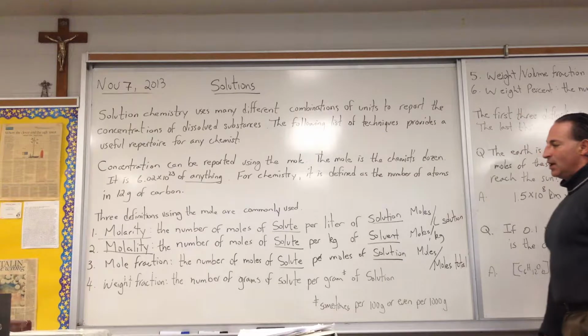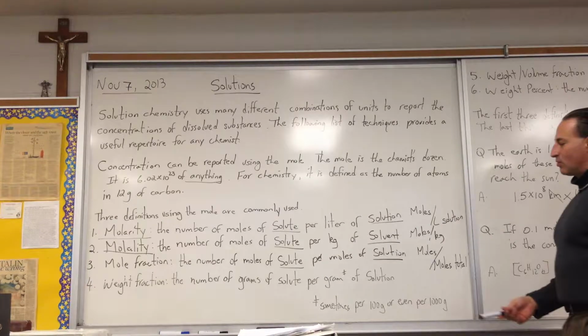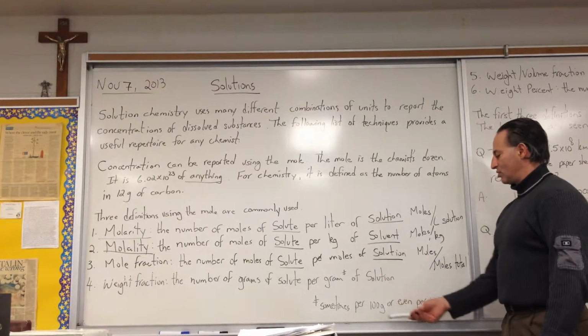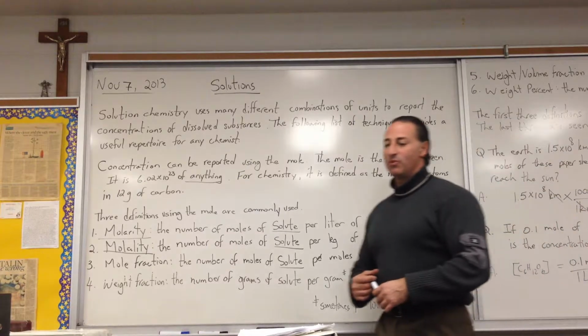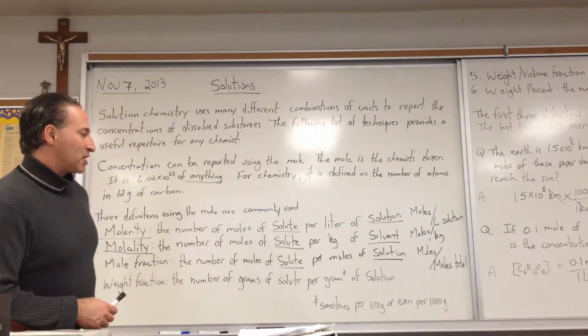Weight fraction is another thing that's popularly used. It means the number of grams of solute per gram of solution. Now, of course, it can vary. You might sometimes get per 100 grams of solution, or even per 1,000 grams of solution, or even million grams of solution. If you get per million grams of solution, we call it parts per million. If it's per thousands of grams of solution, we call it parts per thousand.